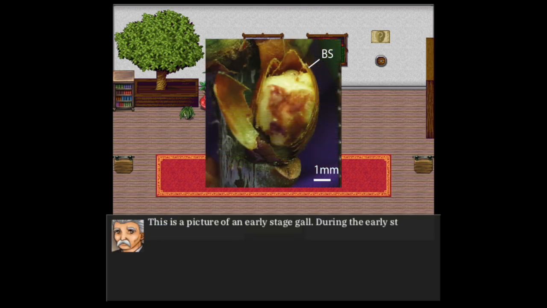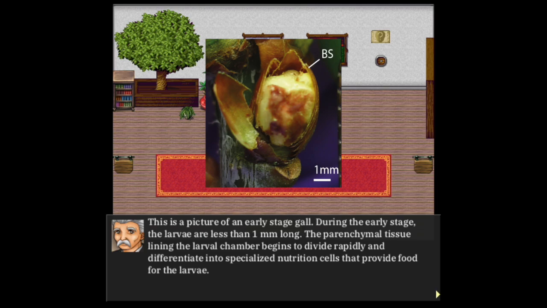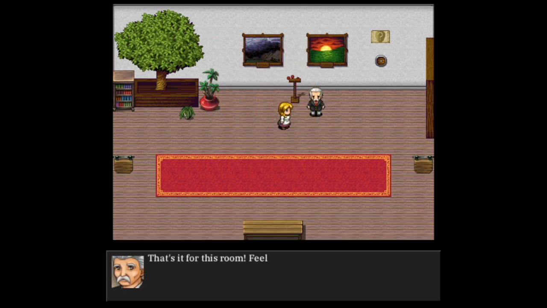This is a picture of an early stage gall. During the early stage, the larvae are less than 1 millimeter long. The parenchymal tissue lining the larval chamber begins to divide rapidly and differentiate into specialized nutrition cells that provide food for the larva. That's it for this room. Feel free to look around before moving on to the next section.